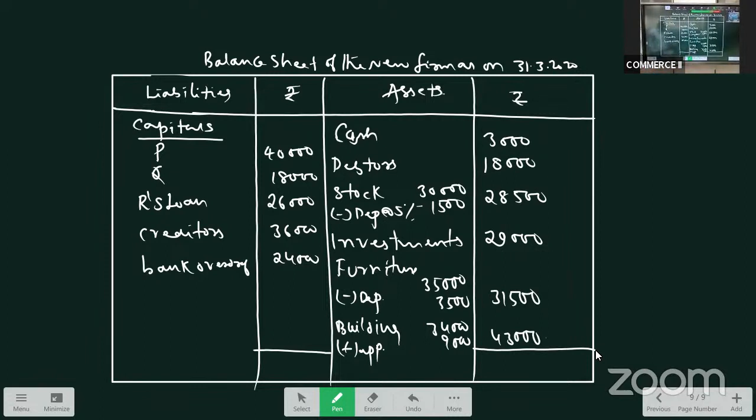So now see the total. What is the total of the balance sheet? 58, 78, 84, 90... sorry, it is 1 lakh 44,000 we are getting. Yes, 1 lakh 44,000.